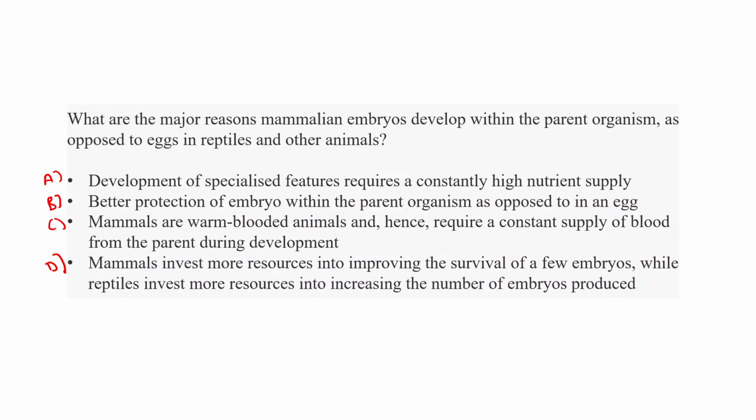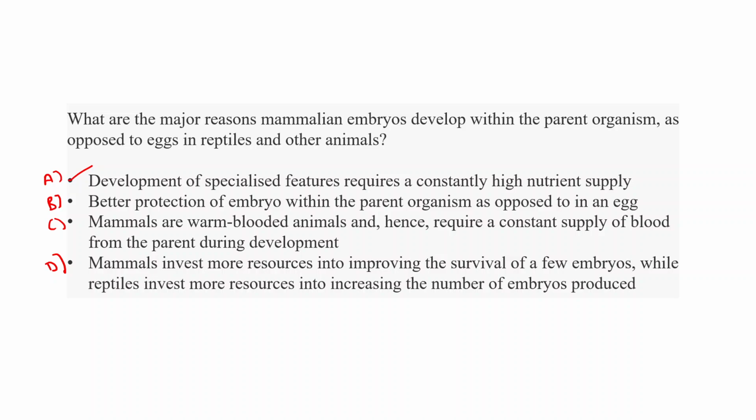Why? First is development of specialized features requires a constantly high nutrient supply. Is it true or false? Yes, it is correct. Why? See, mammalian embryos develop complex organs. They develop large brains, they have an endothermic physiology. And the placenta provides a continuous flow of nutrients, oxygen, waste removal, which is far more effective than relying on a finite supply like yolk.